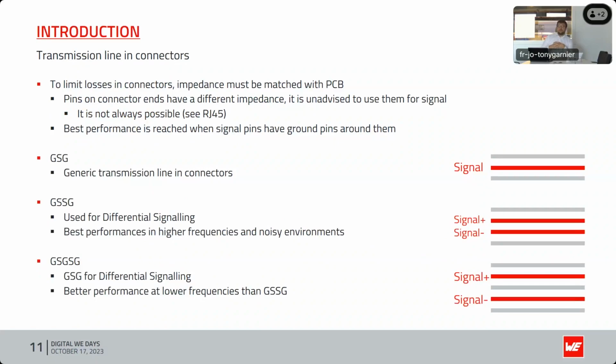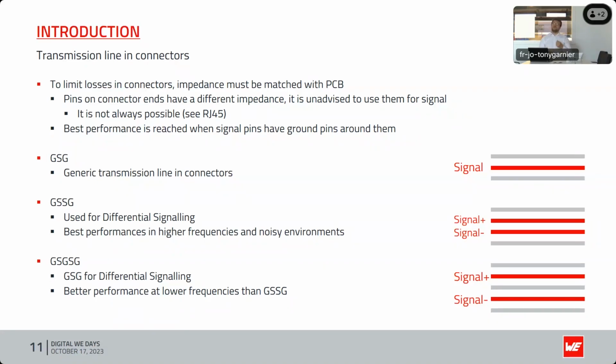To limit losses, you must match the connector impedance with the PCB. The pins on the connector ends have a different impedance than all the other pins, because they are not surrounded by the same conductors. So it's not advised to use pins on the edge of connectors to transmit signals. But that's not always possible. For an RJ45 connector, for example, you have to use all the pins on the connector. So other provisions have to be taken.